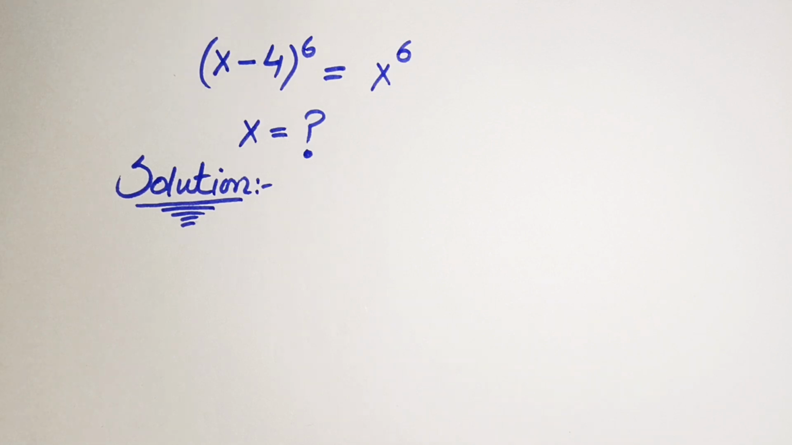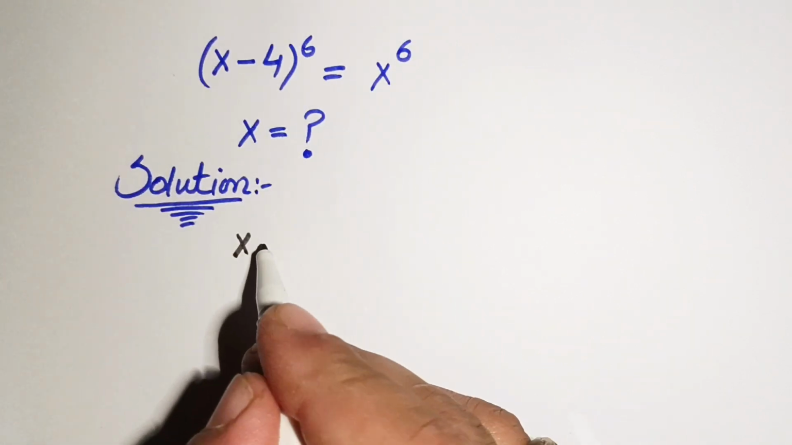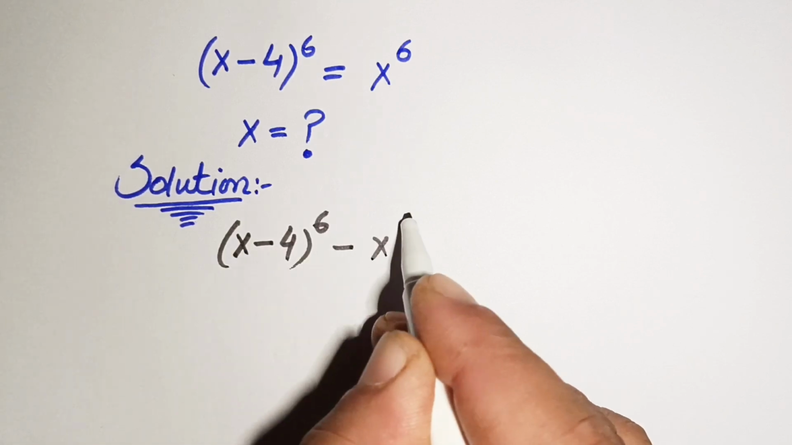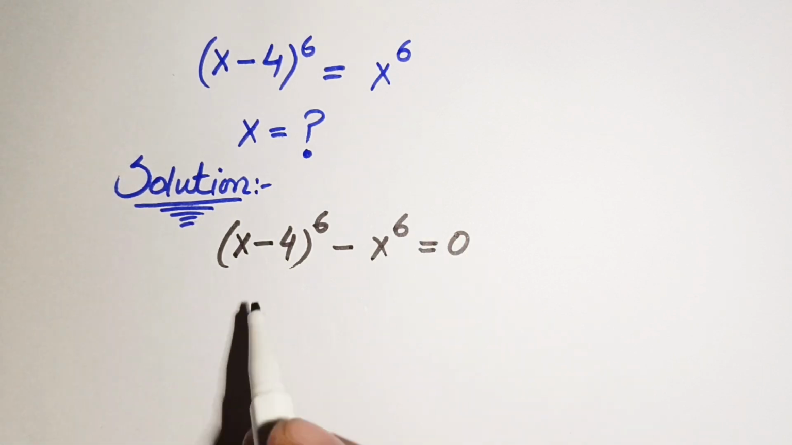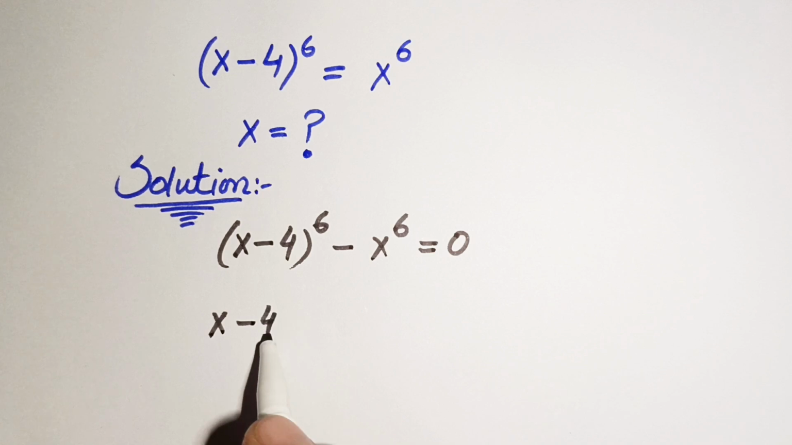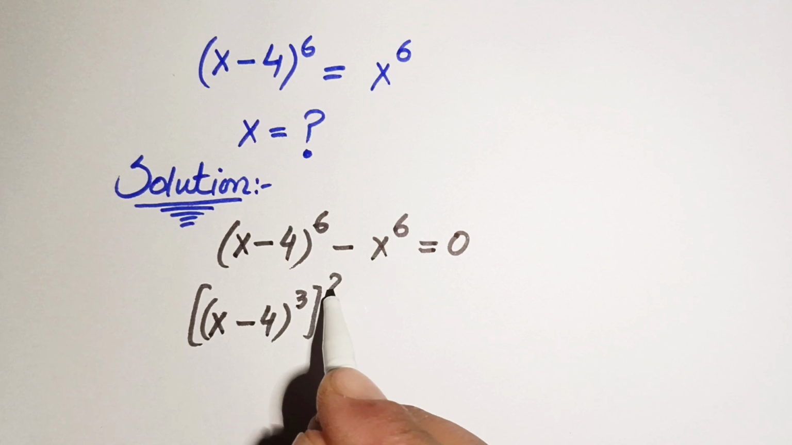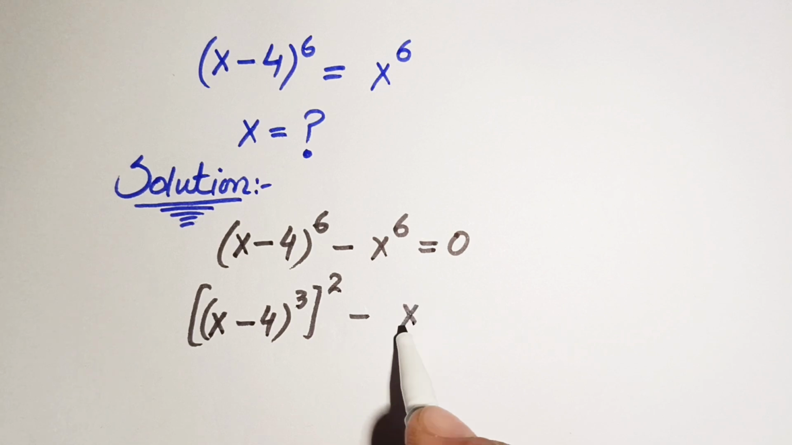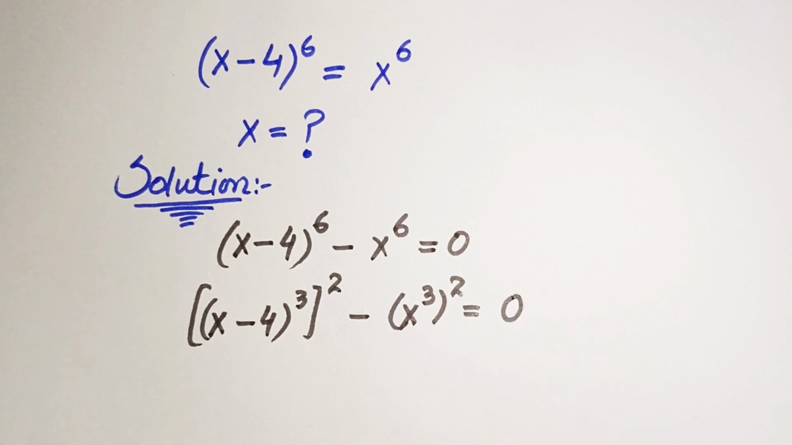Now, starting our solution, first of all we are going to shift this x^6 to our left-hand side. Then (x − 4)^6 − x^6 = 0. Now this (x − 4)^6, the 6 can also be written as (x − 4)^(3×2), so 3 times 2 is 6. Similarly, we perform the same step here: (x^3)^2 = 0.